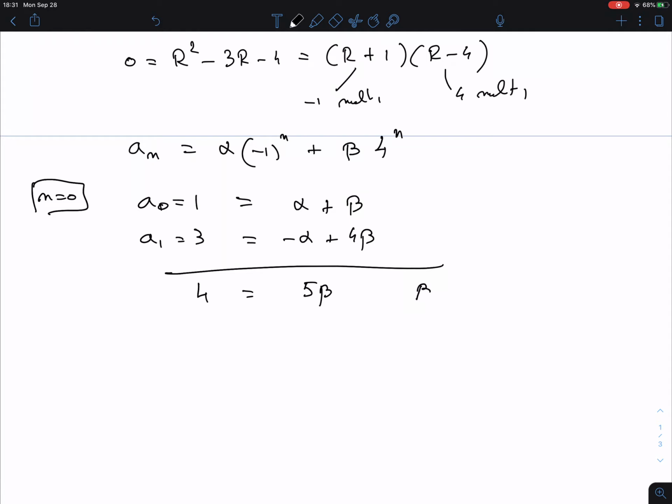So we see that beta is 4/5. Right, okay? And then alpha, we can put it in here. So we see that alpha plus 4/5, then we see that alpha is 1/5. Again, fractions, strange, right? Because we're taking whole numbers and still the answer is written in fractions. But I hope by now you have seen that this can happen, that these things kind of keep cancelling each other out. So an is equal to 1/5 times minus 1 to the power n plus 4/5 times 4 to the n.